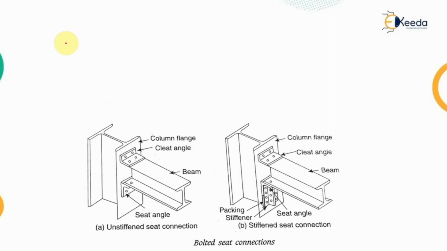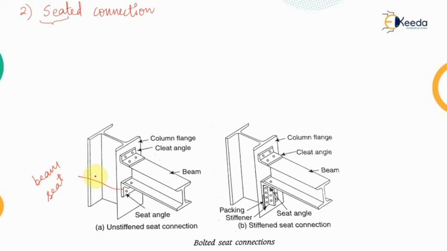In the previous video, we have seen the first type of connection that can be provided for the beam to column, and that was the framed connection. Now the second type of connection which can be used between the beam and column is known as the seated connection. As is obvious from the name itself, we are providing some kind of arrangement for the seating. That means the connection provided between the beam and column will consist of a beam seat. This member which is provided between beam and column is known as a beam seat.